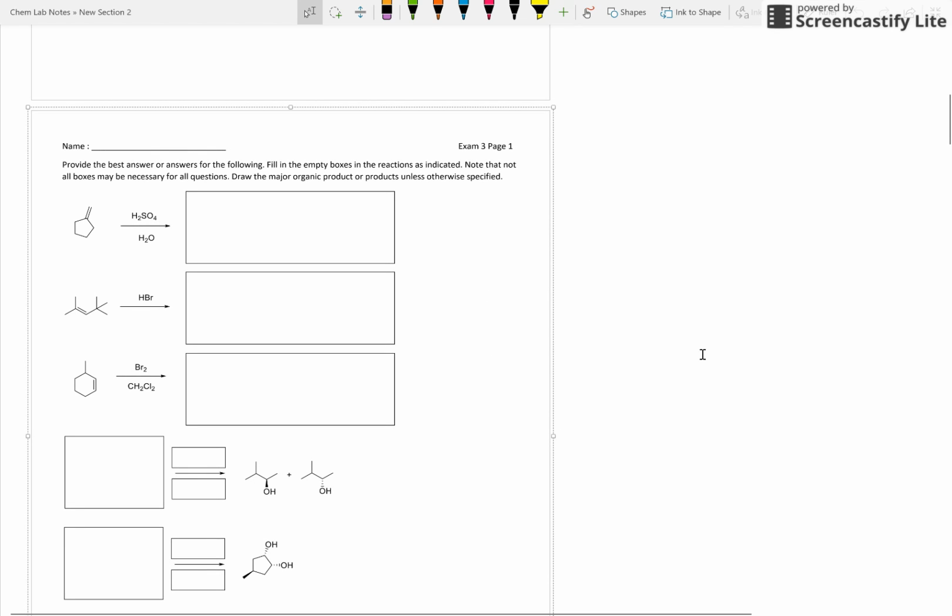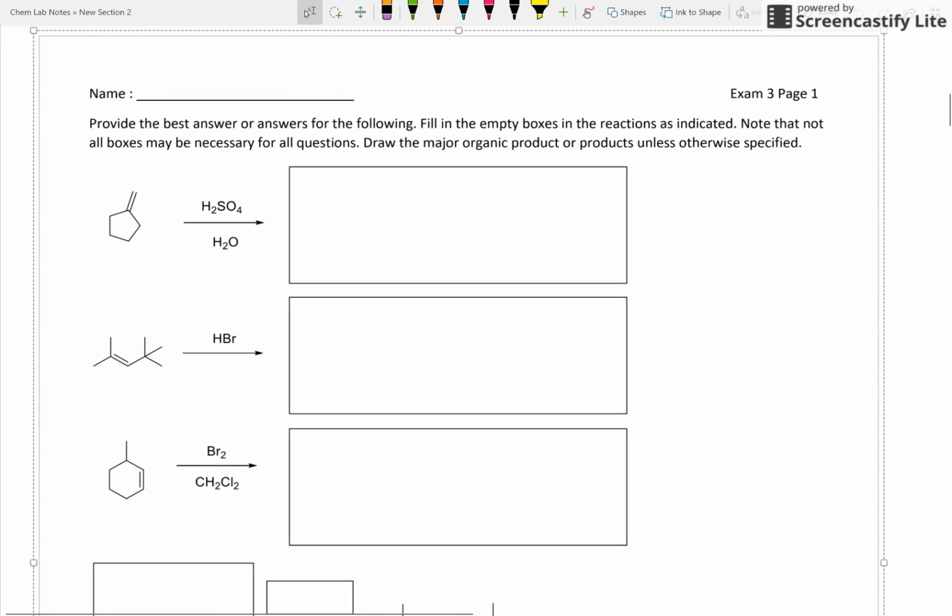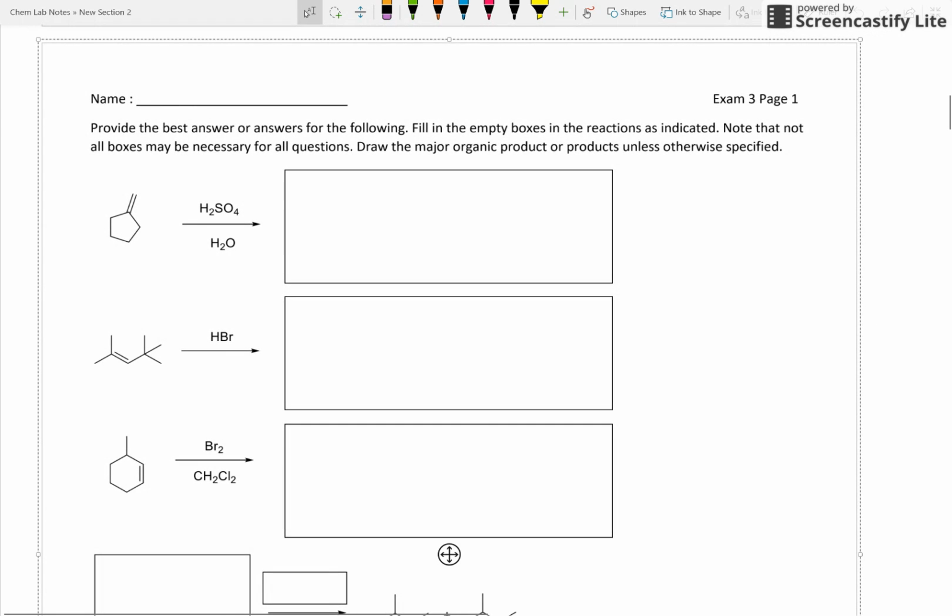All right, so today we were going to start to go through Exam 3, Page 1 from the Spring 2018 semester. This is covering chapters 5 and 6. Chapter 5 is the alkenes, and Chapter 6 is the addition reactions. And so we're going to be going through the exam for that.